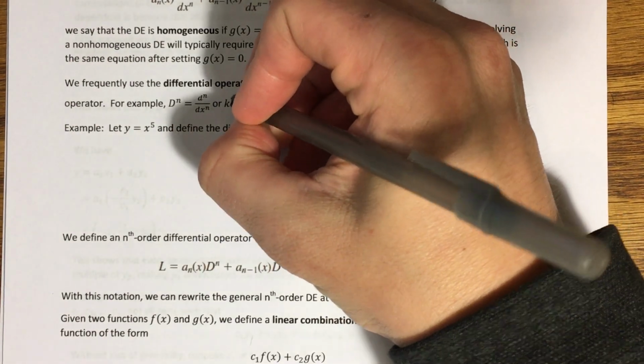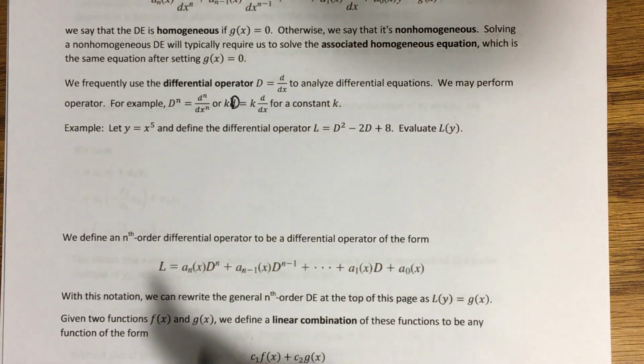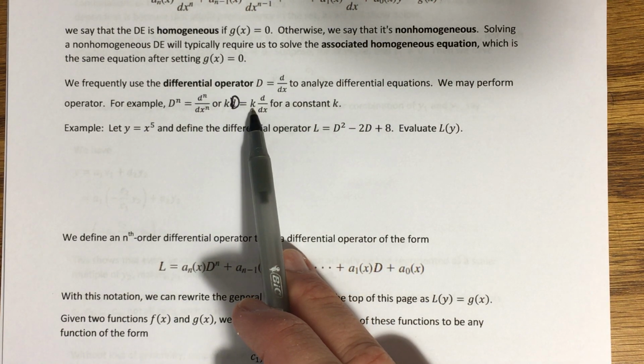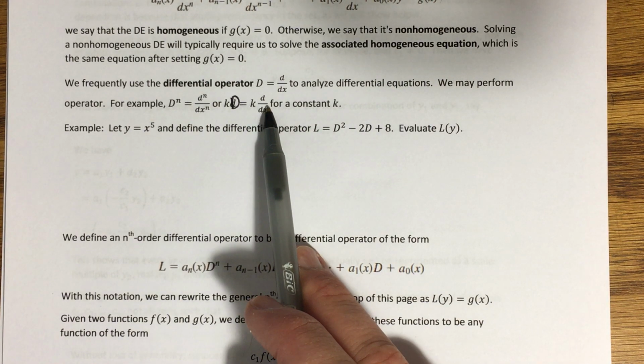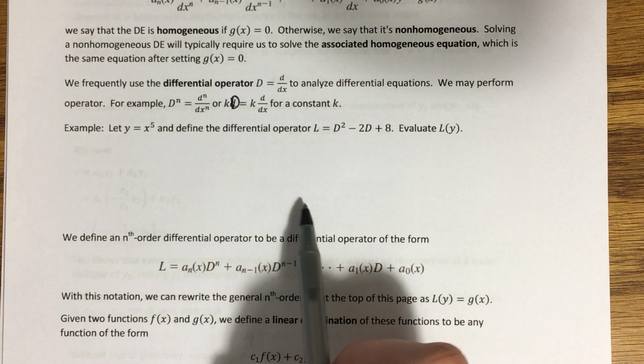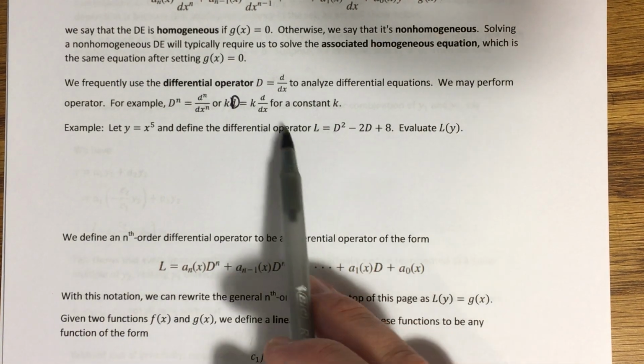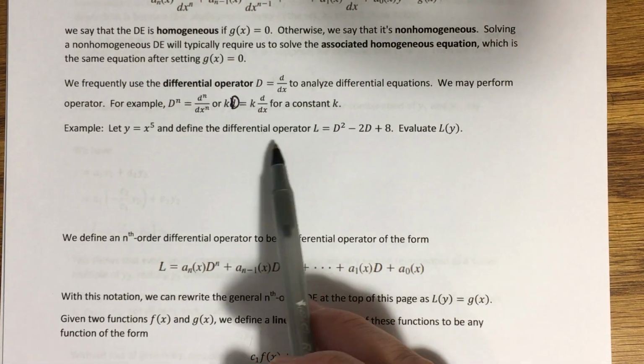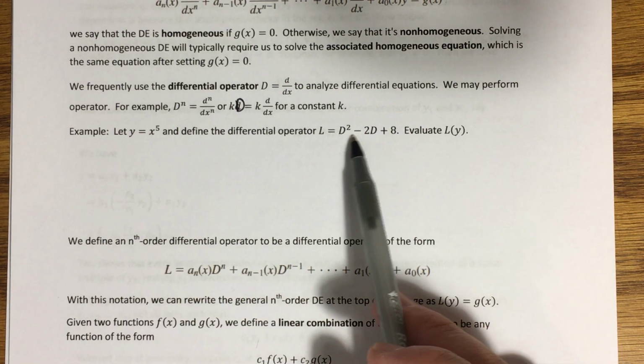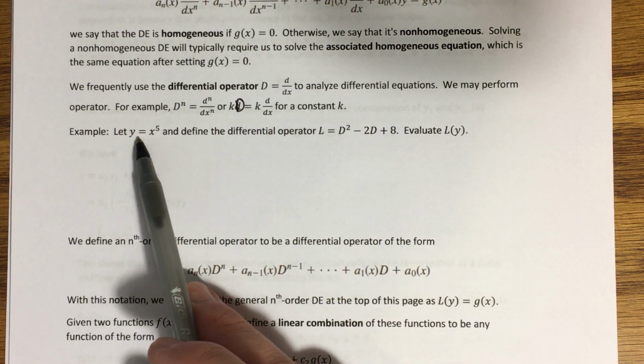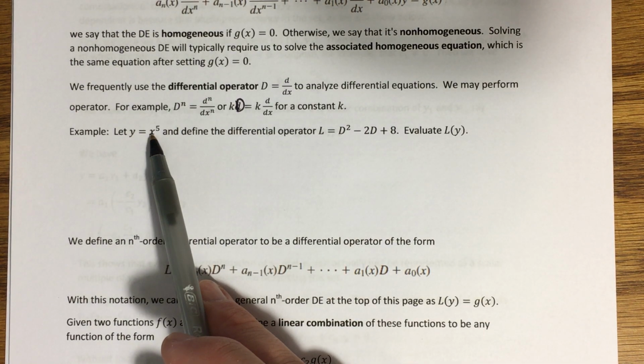If I have some constant times that differential operator D, then that means the same thing as a constant times the derivative with respect to x. So let me do an example where we define a differential operator and we evaluate a particular function using it. Here's a function that I want to work with, y equals x to the fifth.